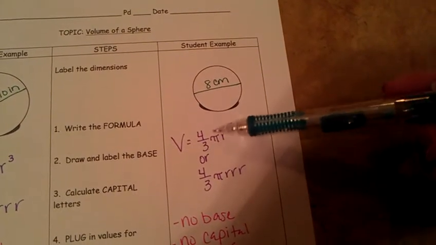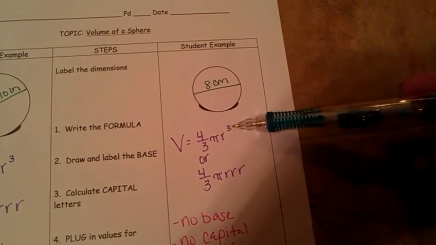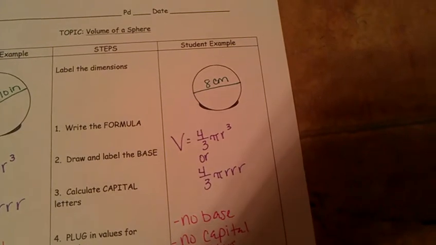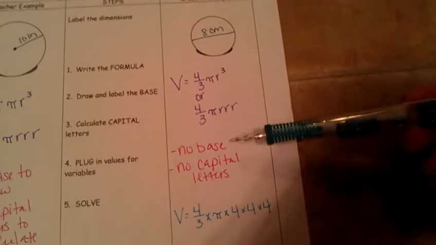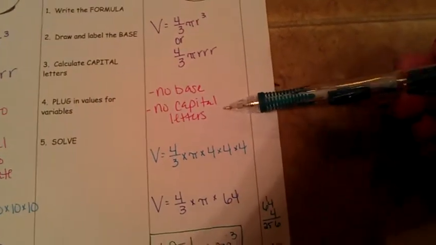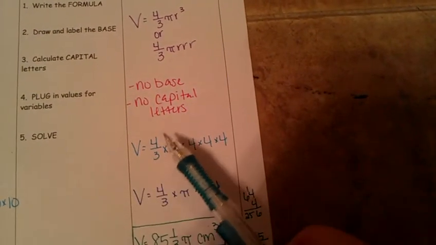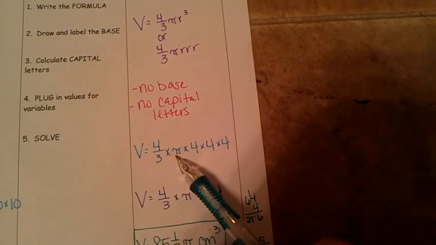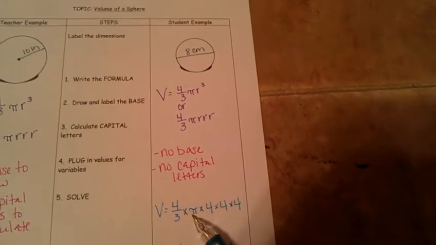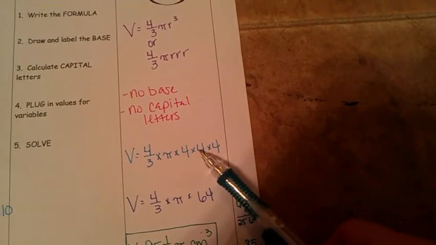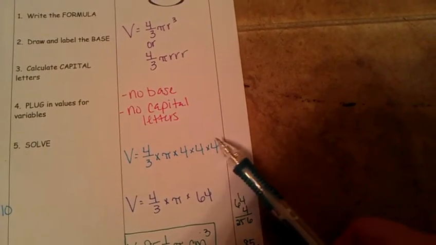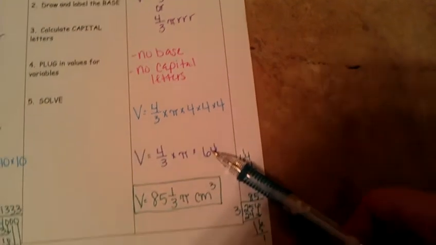Okay, volume is 4/3 pi radius cubed, or I've written it out the long way, 4/3 pi radius times radius times radius. No base, no capital letters. We just got to plug in numbers. 4/3 times pi. And if our diameter is 8, means our radius is 4. So 4 times 4 times 4. 4 times 4 is 16. 16 times 4 is 64.